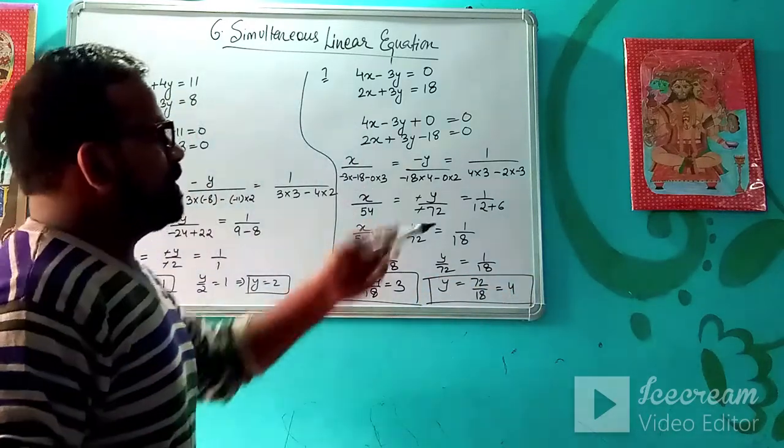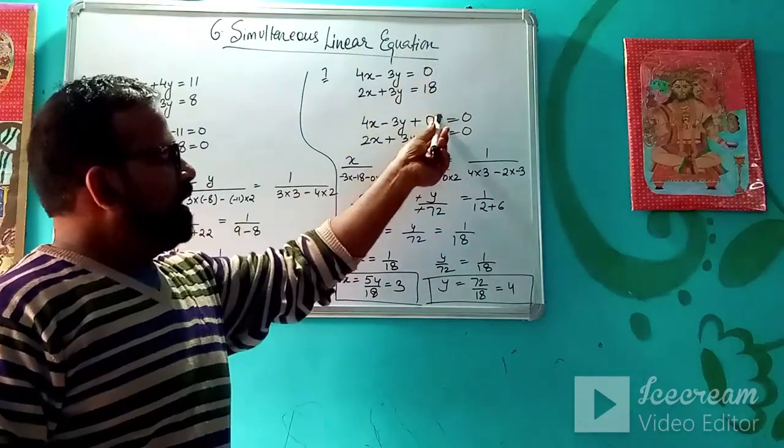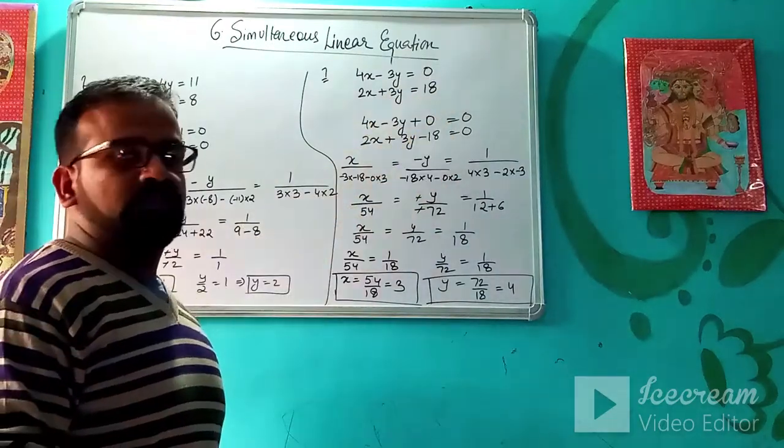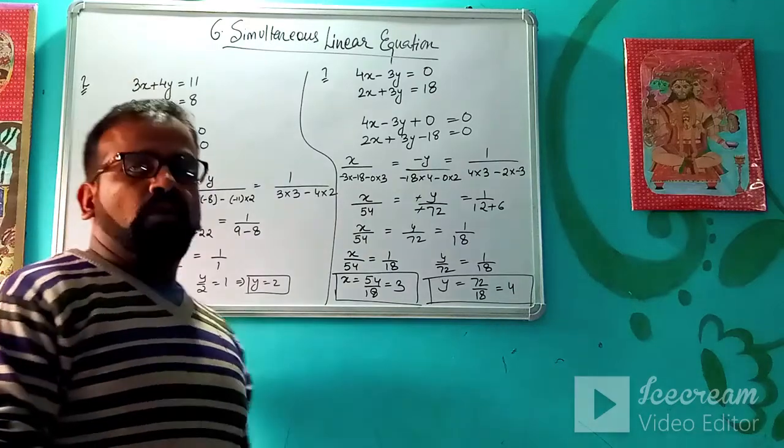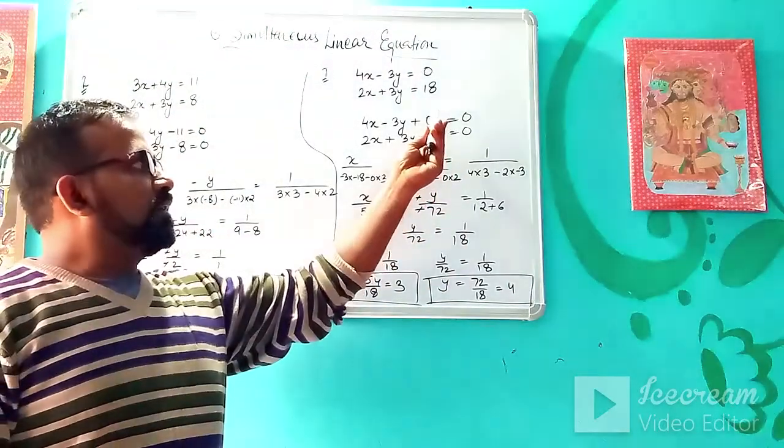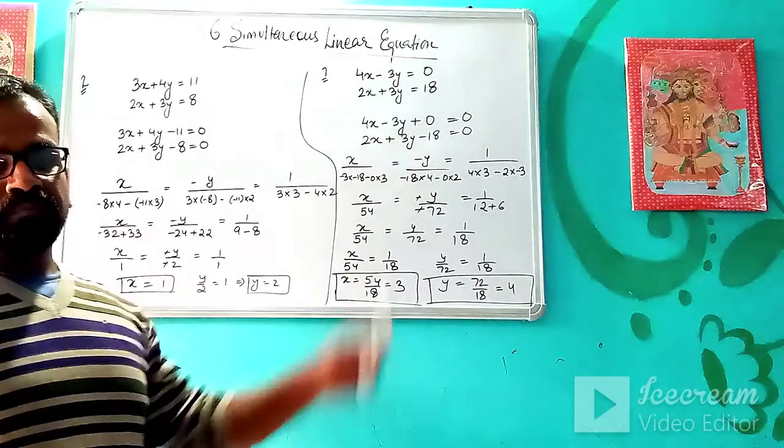So if no constant term is there, then you can add a 0 in the form of the constant term. Okay, do not add 1 or any other number. You can only write 0 here, no any other number.